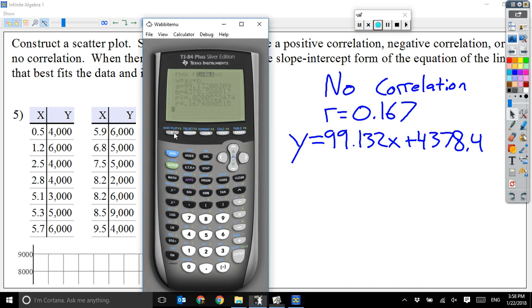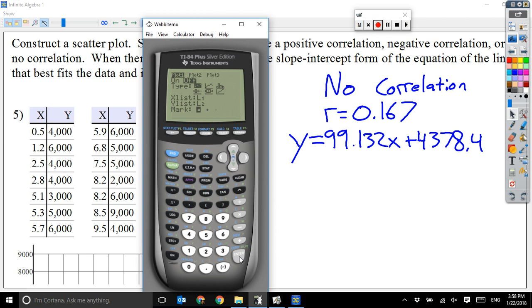To do that, I'm going to hit y equals, clear out whatever's there, and type in my line of best fit, which is 99.132x plus 4378.4. And then I'm going to go to second y equals, and it brings up that. And again, if you missed it, second y equals.